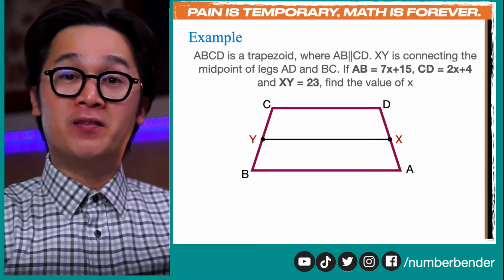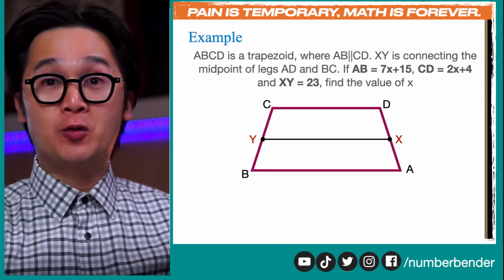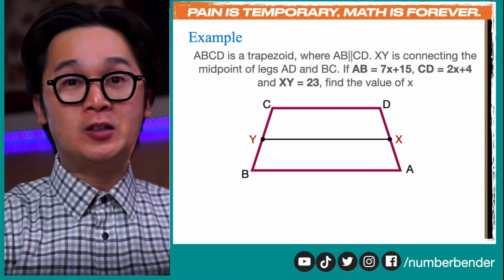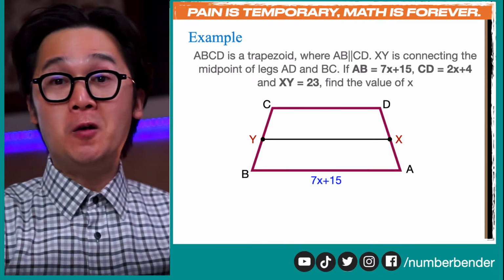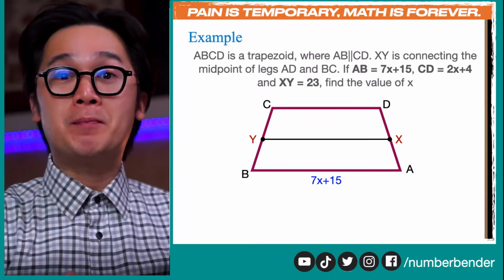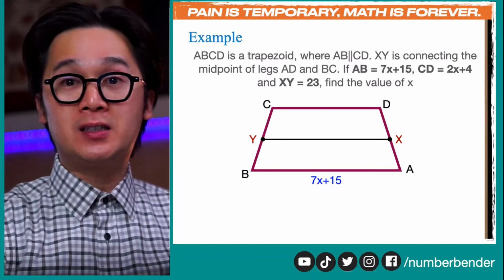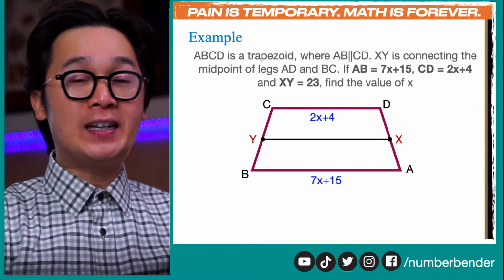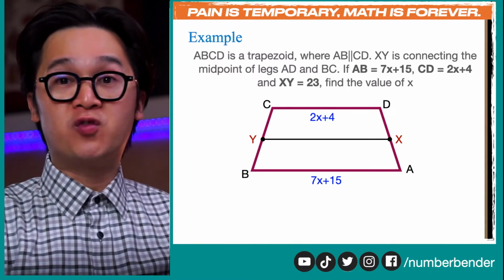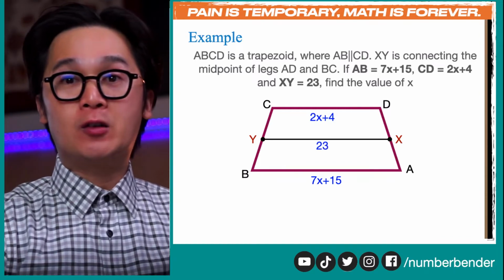But the measurement of our midline is a numerical value, which is 23 units. And what we need to do is to find the value of x in this particular trapezoid. So let's visualize it better by labeling our segments. Segment AB is 7x plus 15. Segment CD, or the top base, is 2x plus 4, and the midline is equal to 23.